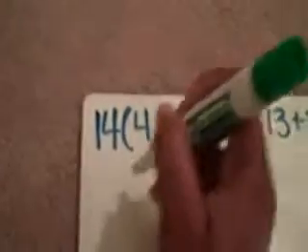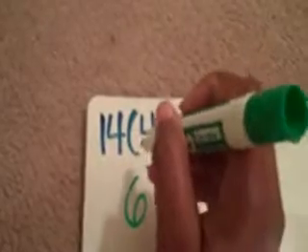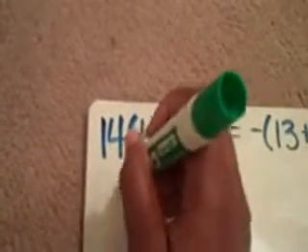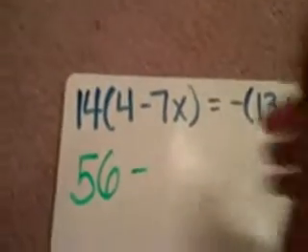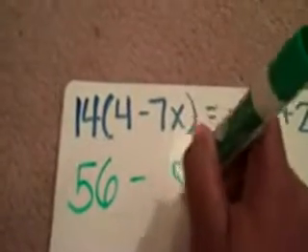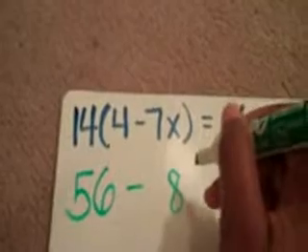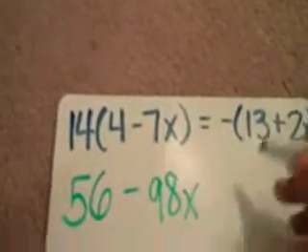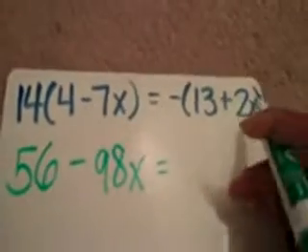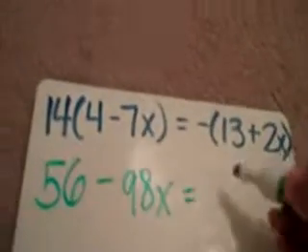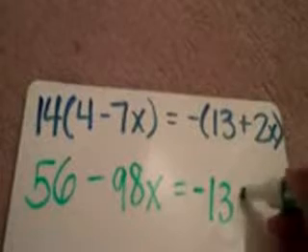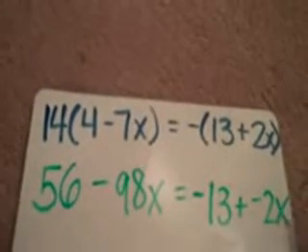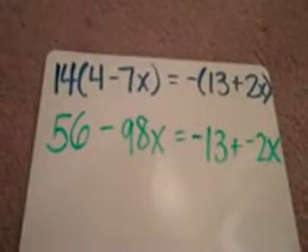So 14 times 4 is going to be 16. Carry that 1. 4 times 1 is 4 plus 1 is 5, so it's 56 minus 7 times 14. I've got 7 times 4, which is 28, and I'm going to carry the 2. 7 times 1 is 7 plus 2 is 9, and that gives me 98x. That's equal to, and again, I'm going to distribute that negative, so it's going to be equal to negative 13 plus negative 2x. That's my new problem.